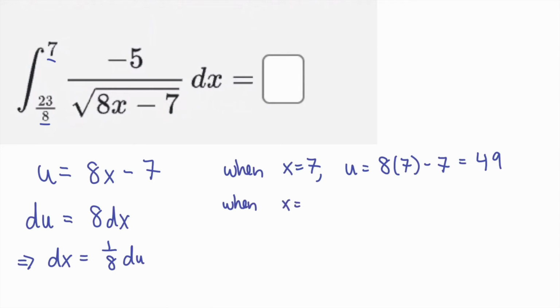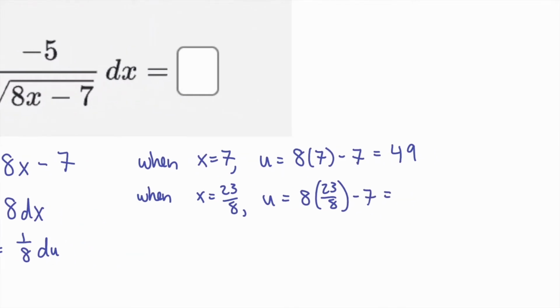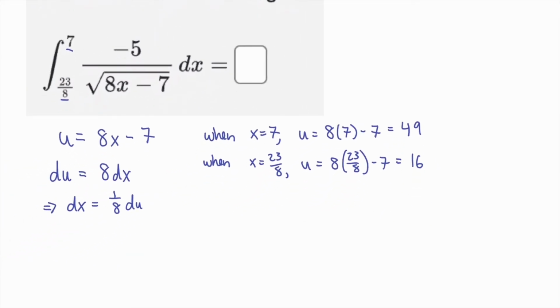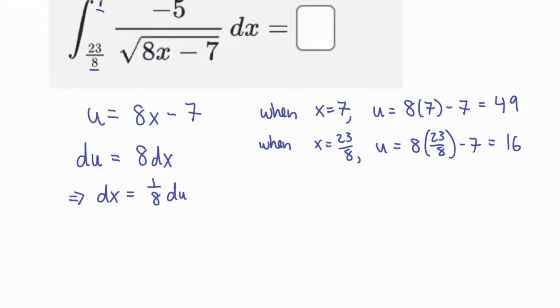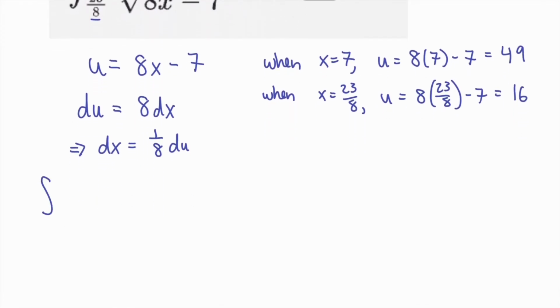And then when x is equal to 23 over 8, u becomes 8 times 23 over 8 minus 7, which just becomes 16. Okay, so now we have all of the information we need to rewrite this as a u substitution problem. So this is what we're starting with.